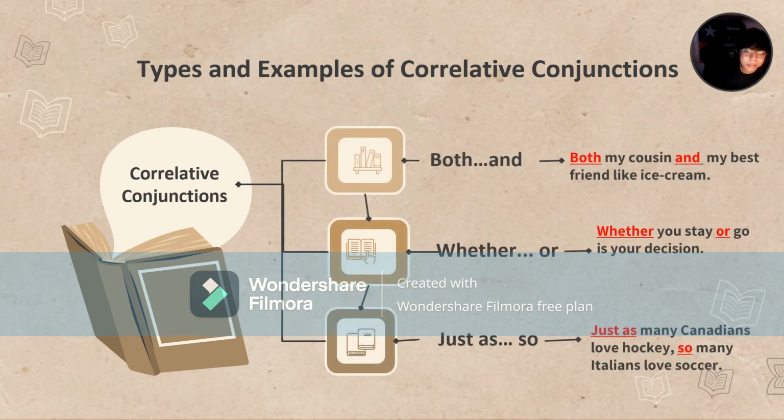Other types and examples of correlative conjunctions would be both/and, which is: both my cousin and my best friend like ice cream. The second one would be whether/or. So, whether you stay or go is your decision. And lastly, just as/so. The sentence example would be: just as many Canadians love hockey, so many Italians love soccer.